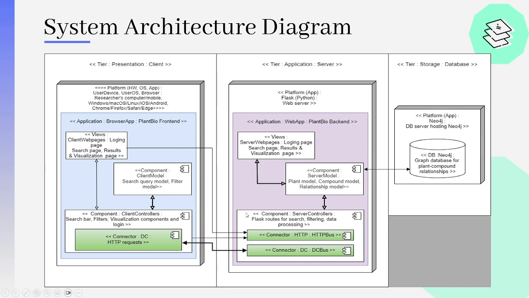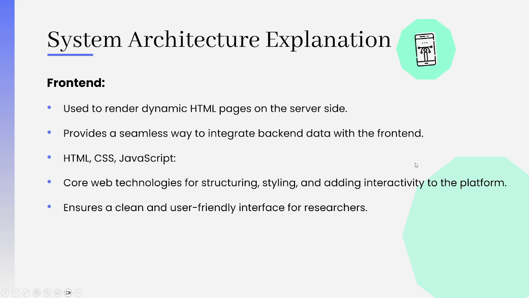So overall, this architecture demonstrates careful consideration of modern software design principles. And by maintaining clear boundaries between layers while ensuring seamless integration, the PlantBio platform achieves both technical sophistication and practical usability. So the system design not only supports current requirements but also provides flexibility for future enhancement and scaling needs. Let's move on. And as you see, the system is divided into three main components: the front end, the back end, and the database.